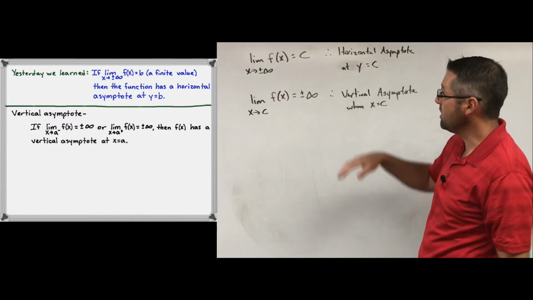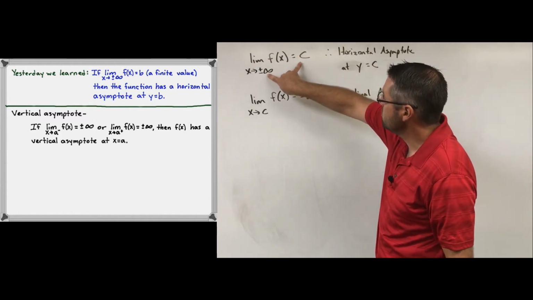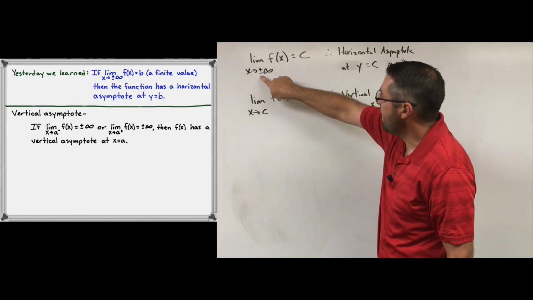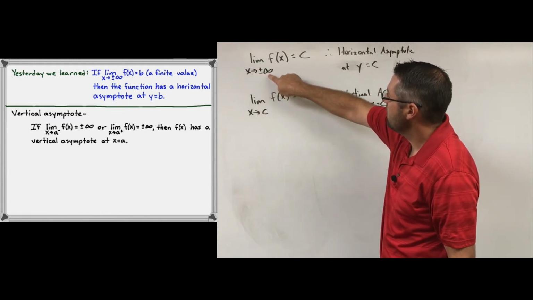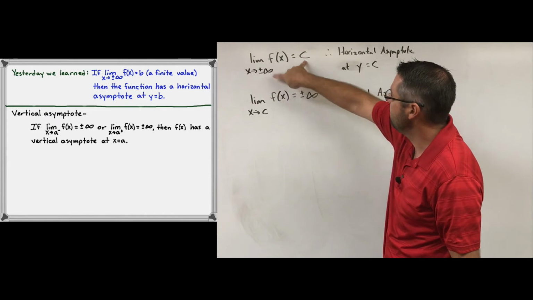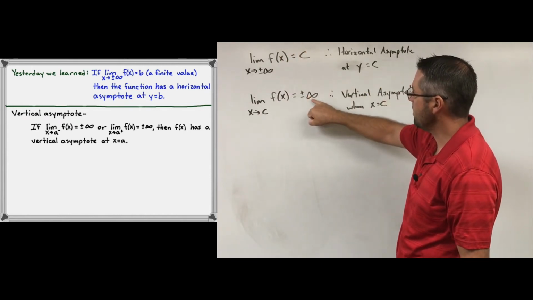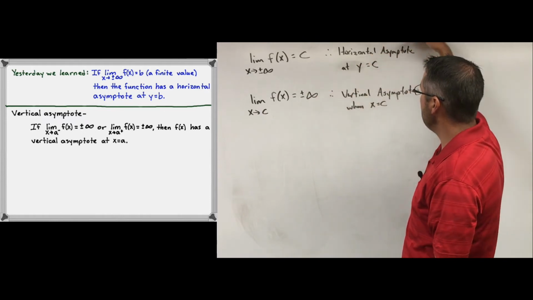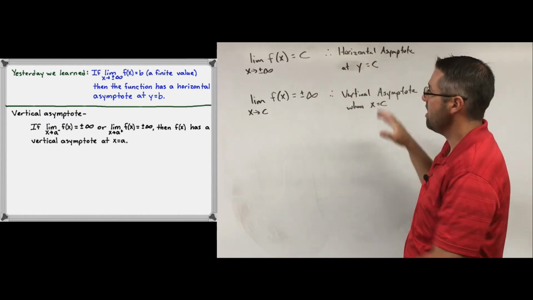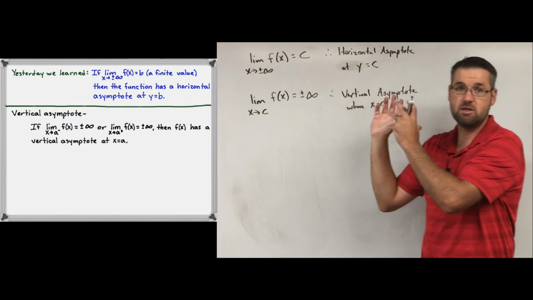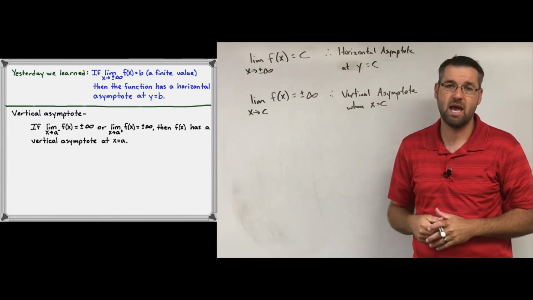So notice what happened here. All we did was we took the x approaching an infinity and the result being a constant and flipped those. So as x approaches a constant, we get plus or minus infinity, and then we get two different types of asymptotes. This is the definition of the two specific types of asymptotes that we have.